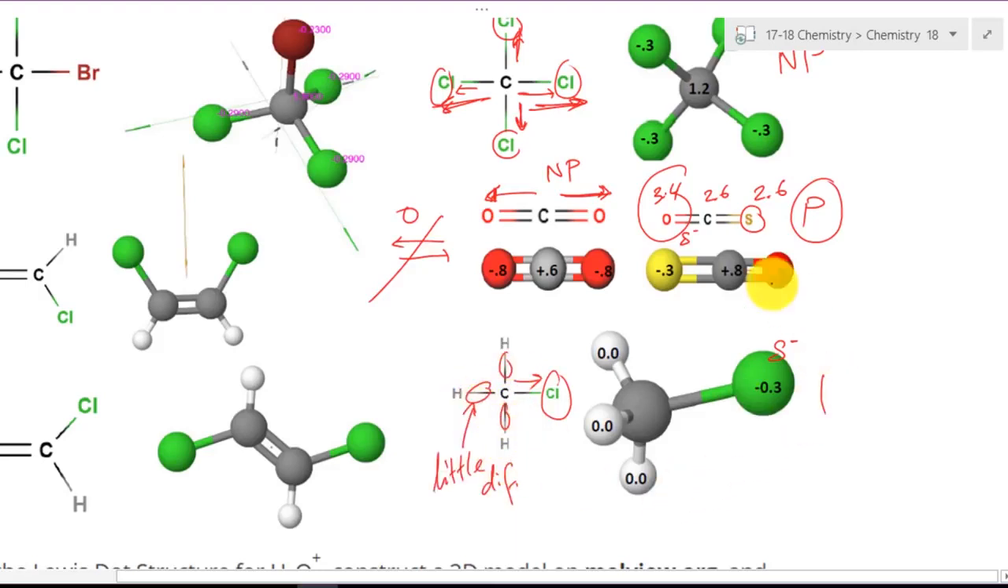And this shape, even though on the Lewis dot structure it looked very symmetrical, by just having one different atom, it is now asymmetrical. So therefore, this is actually a polar molecule.